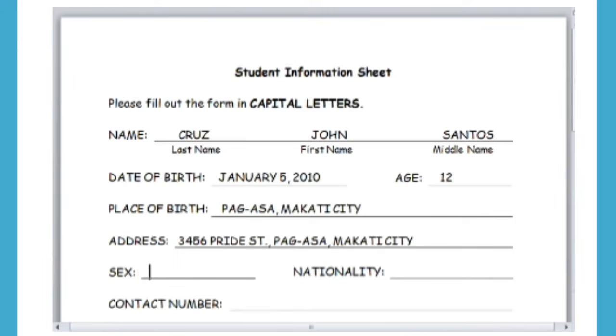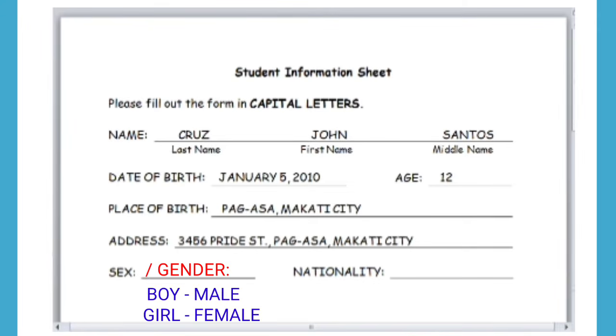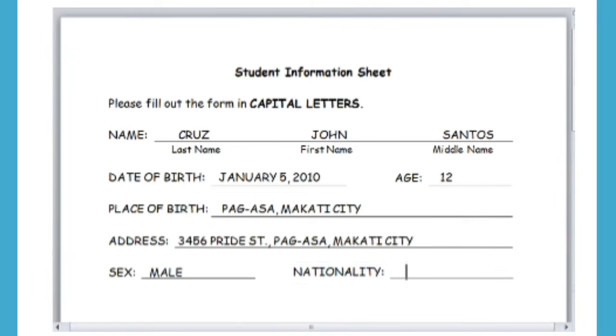Okay? Next item, sex. But in other forms, they use the word gender. If you are a boy, you write male. And if you are a girl, you write female. Since John is a boy, we have to put male here. Okay, next, nationality. Some forms use the word citizenship. They are the same. They tell to what group or country you belong. Since John is from the Philippines, his nationality is Filipino.